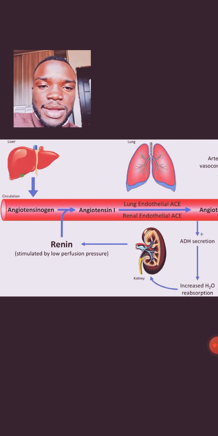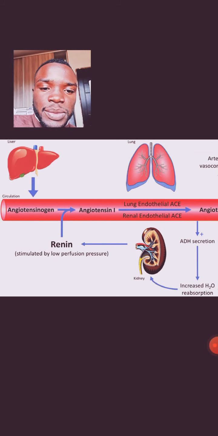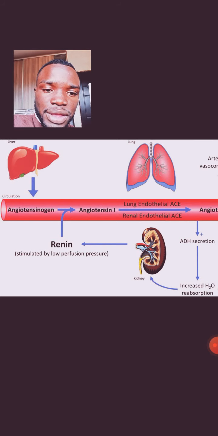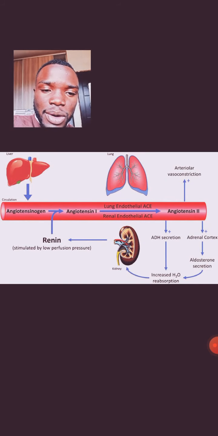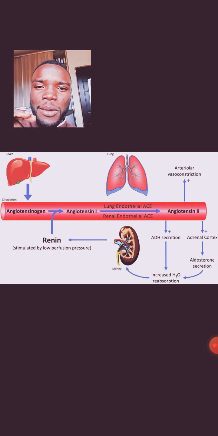When that occurs, we have the lungs. The lungs produce an enzyme called ACE, the angiotensin converting enzyme, which is found in the endothelium of the lungs. It converts angiotensin 1 to angiotensin 2. And angiotensin 2 has four major effects.